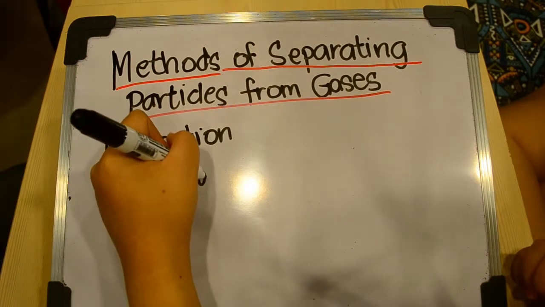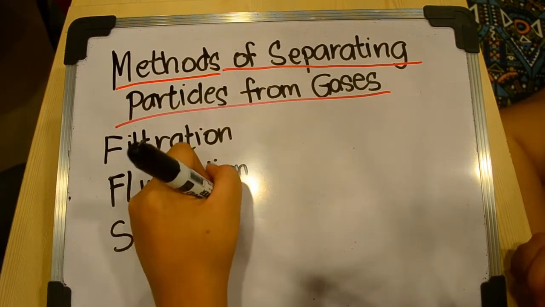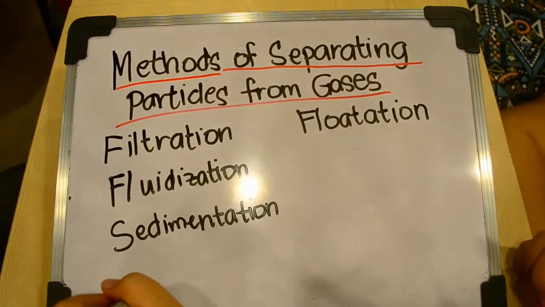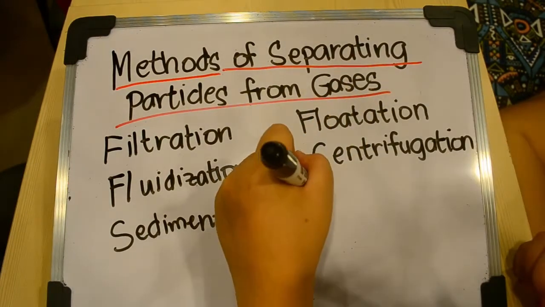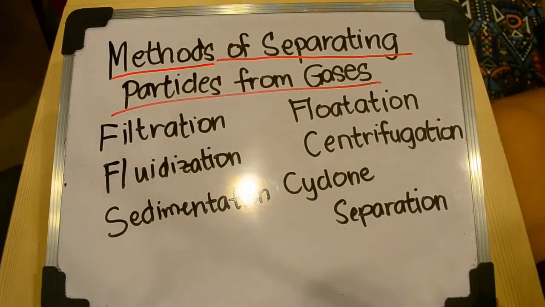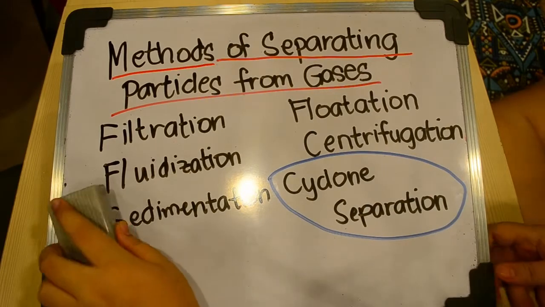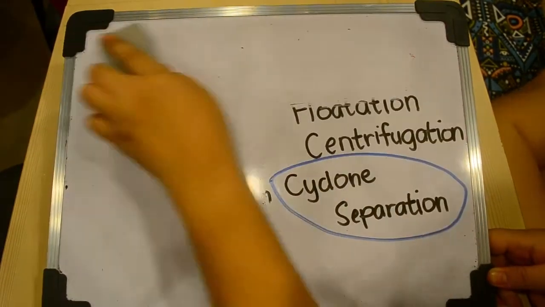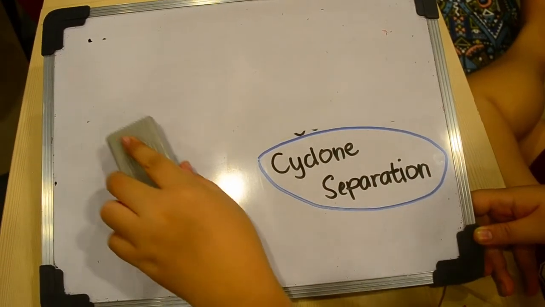The first method, which may be the most familiar to all of us, is filtration. Then we have fluidization, sedimentation, flotation. Another familiar method would be centrifugation. And the last but not the least would be the use of cyclone separators. For this purpose, we're only going to focus on cyclone separation. Other topics, as I have said, would be discussed by the other groups, and I will send you the links.